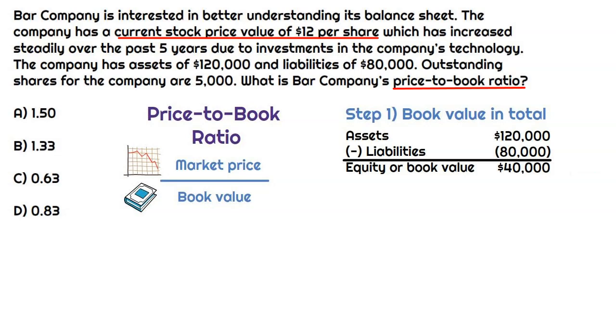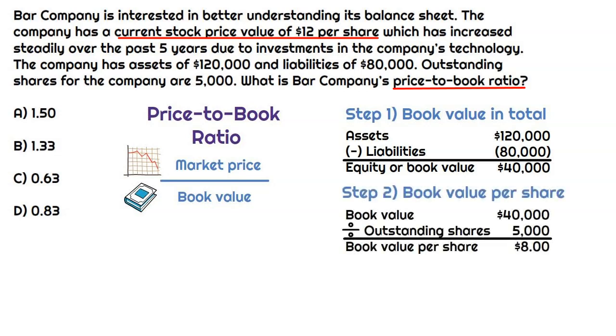So now we have the book value, but we still need to get to that book value per share. Well, they have 5,000 outstanding shares. So in step 2, we're just going to take that book value of 40,000, divide by outstanding shares of 5,000, and guess what? That tells us the book value per share is $8. So now that we have the market value per share, or the current stock price, and we have the book value per share, we are ready to help Bar Company calculate their price to book ratio.